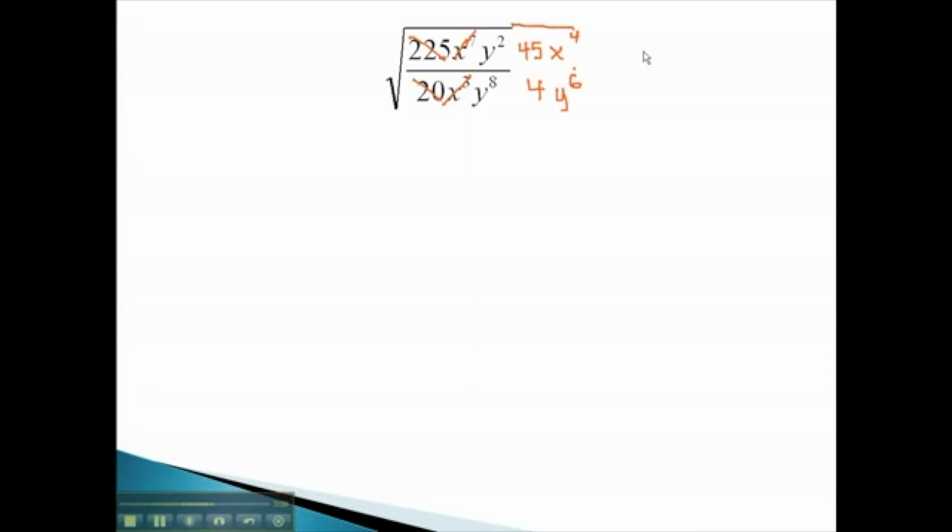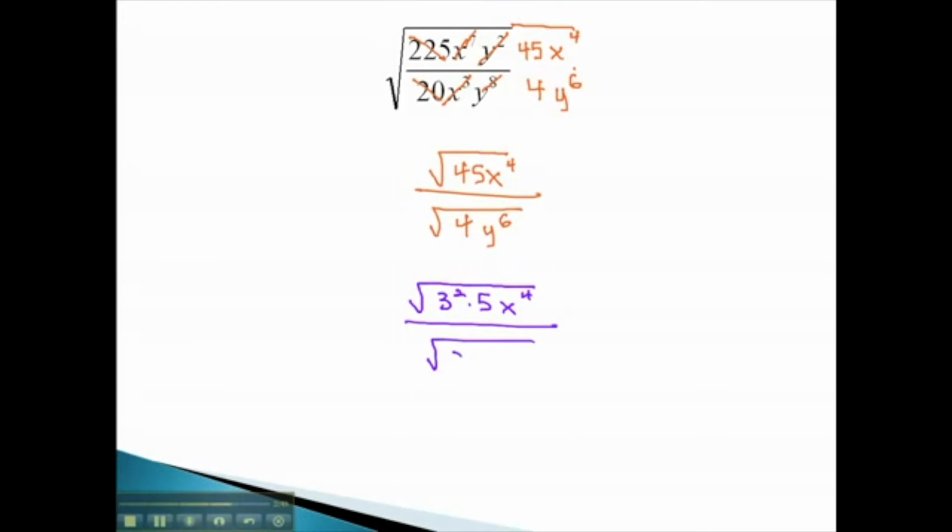Let's now write this as two separate radicals. In the numerator, what's left is just the square root of 45, x to the 4th. In the denominator, what's left is the square root of 4, y to the 6th. We are now ready to simplify the individual radicals. Finding the prime factorizations of our numbers, 45 is 3 squared times 5 with x to the 4th. And in the denominator, 4 is 2 squared times y to the 6th.